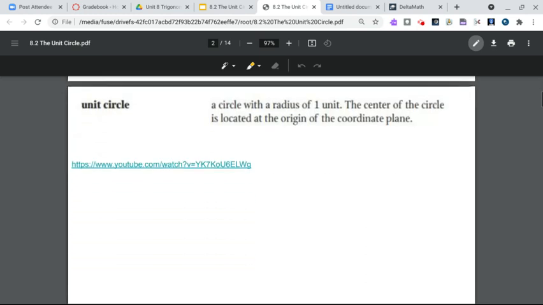We're going to start with the definition of the unit circle, and we're going to watch a video clip that will help you to gain some insight on the unit circle and how it's used. The unit circle is a circle with a radius of 1 unit. The center of the circle is located at the origin of the coordinate plane. Let's watch this video, and then we're going to continue with some more notes.